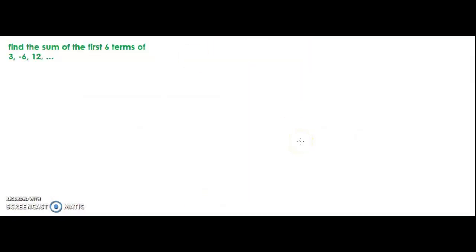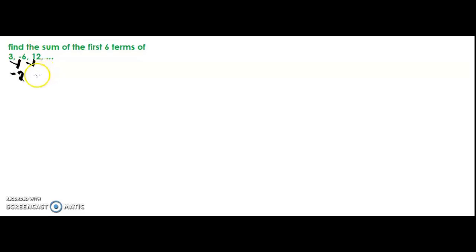Okay, so let's try to solve this problem over here. We are looking for the sum of the first 6 terms of this geometric pattern, which is 3, negative 6, and 12. Again, the first step is to get the common ratio. To get the common ratio, we divide the second term by the first term, and that will give us negative 2. Also with 12 and negative 6.